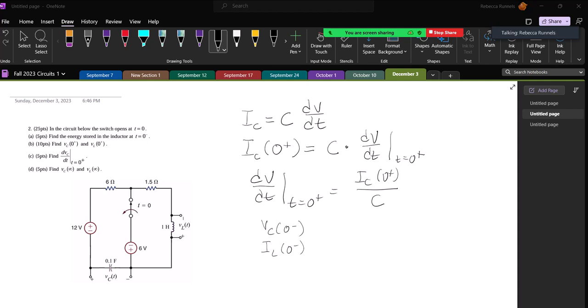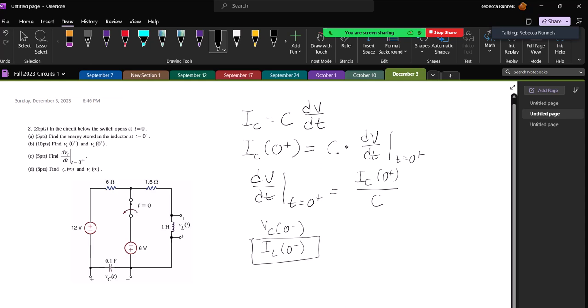Okay, so in this particular problem, we're supposed to find the energy stored in the inductor at t equals 0 minus. So that means we have to find IL of 0 minus. We knew we were going to have to do that anyway.